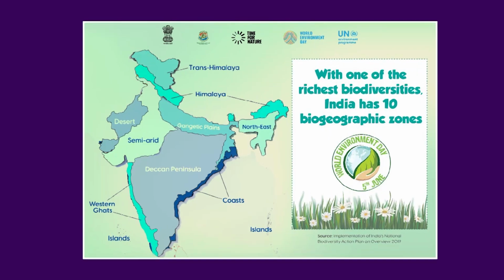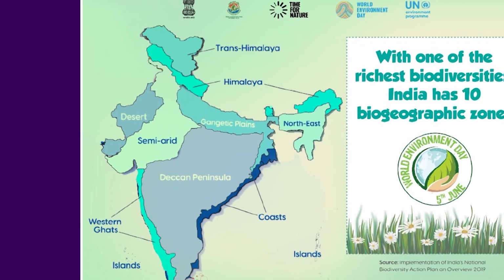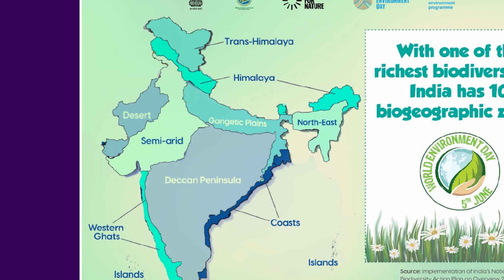Moving on, we have the semi-arid zone, located in central and western India. This zone includes dry forest and scrublands. It's important for agriculture and livestock, with plants and animals adapted to the dry conditions. The semi-arid zone covers regions like Gujarat and parts of Rajasthan and Madhya Pradesh.